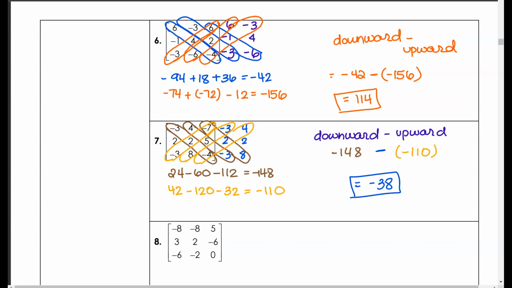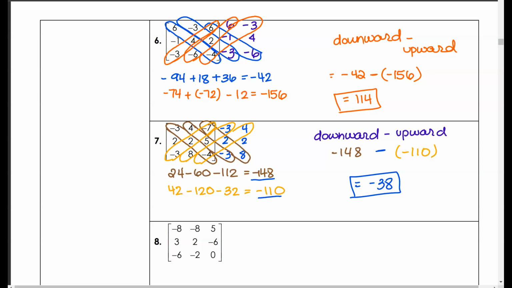All right, so take a second to review your answer. Did you get negative 148 for the downward diagonal? And did you get negative 110 for the upward diagonal? In subtracting those two, did you get negative 38 as the determinant? Okay. That should have been the determinant.